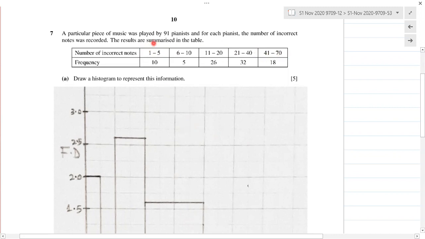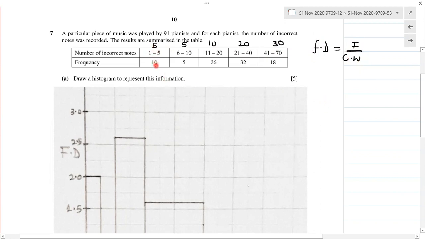Class intervals. So let's just have the class interval. This is 5, this is 5, this is 10, this is 20, and this is 30. So that means they have unequal class intervals. Whenever they have unequal class intervals, we have to draw frequency density on the y-axis. So frequency density is taken into consideration, and we have the frequency density formula as frequency over class width.